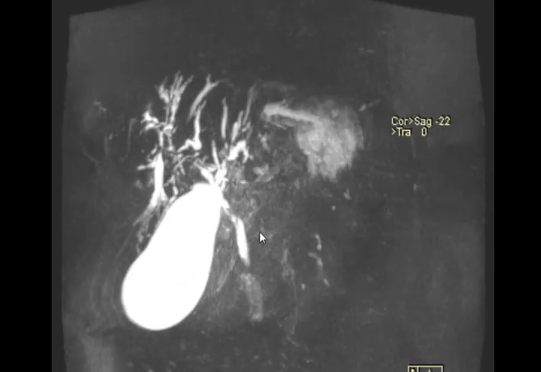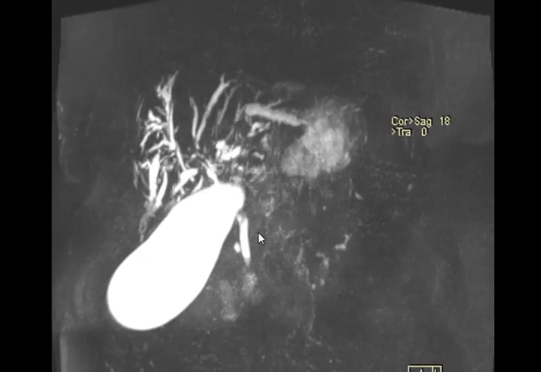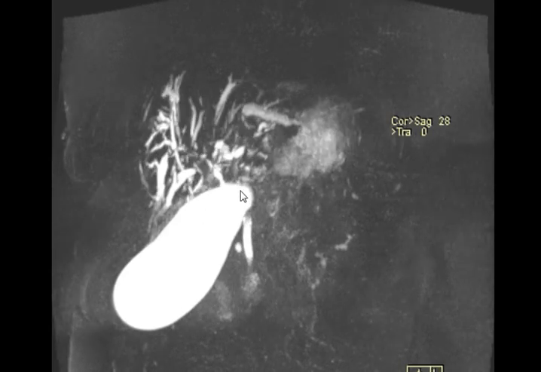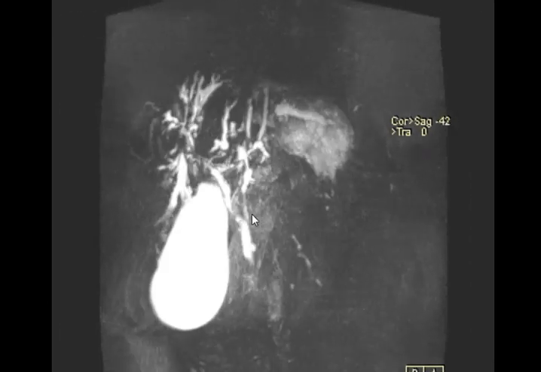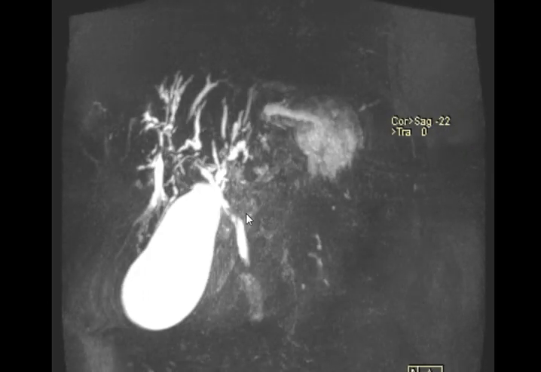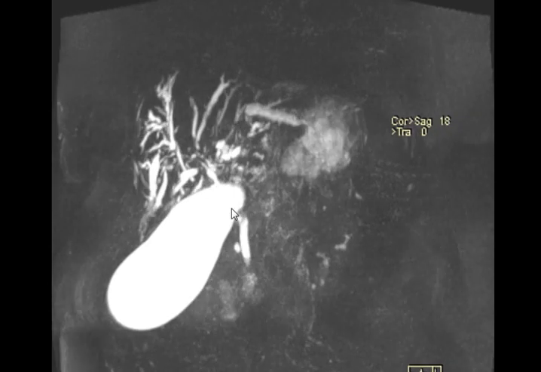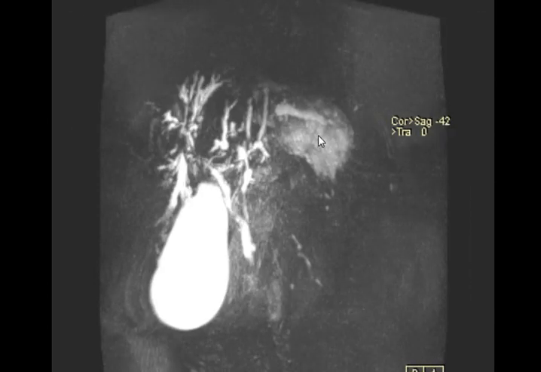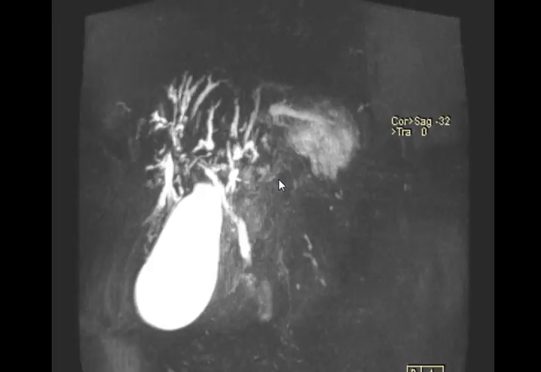Okay. So, can you summarize the findings? What are the findings in this patient? There's an over-distended gallbladder, splenomegaly, intrahepatic biliary duct tree dilatation. What else?